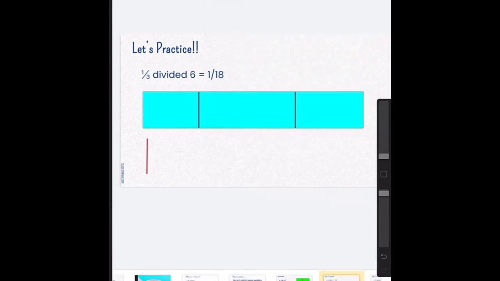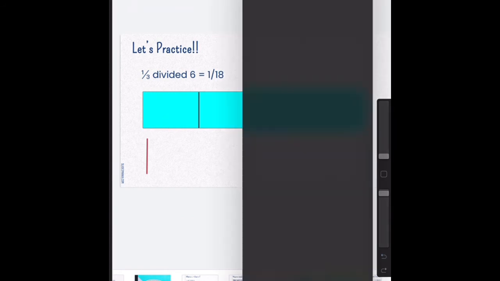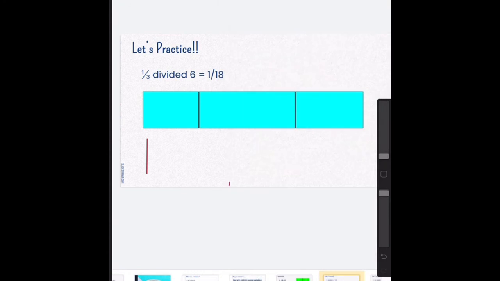So the first one says 1/3 divided by 6. So what we did is we took one box and we cut it into thirds. And now we're going to divide each one of those thirds into 6. So 1, 2, 3, 4, 5, 6. 1, 2, 3, 4. I need to change colors. Okay.